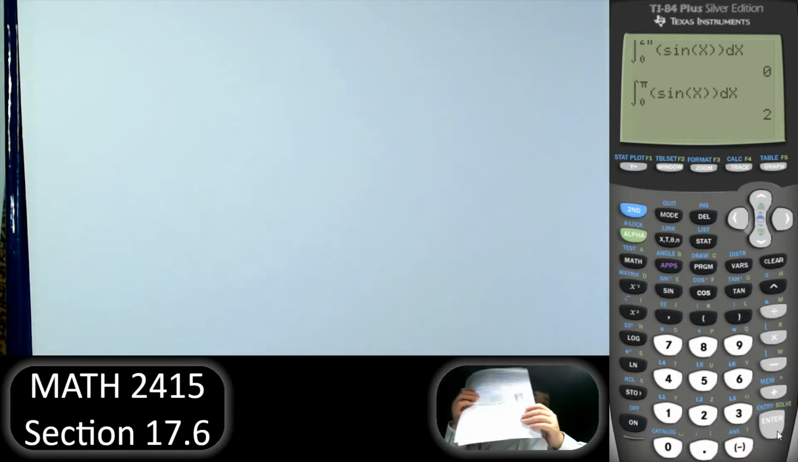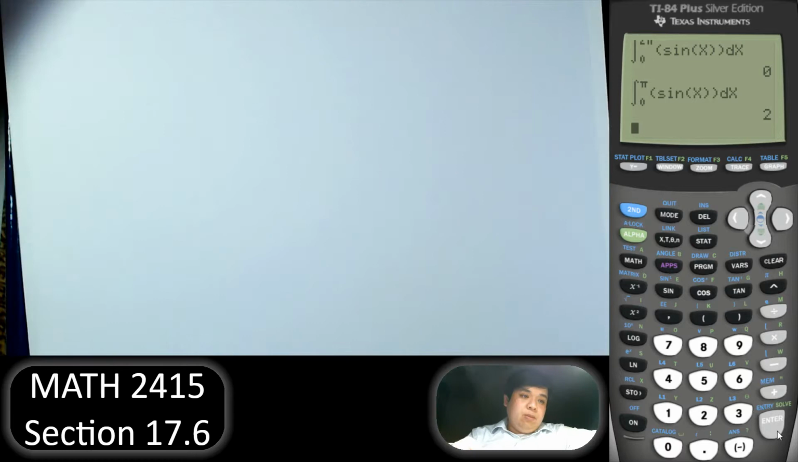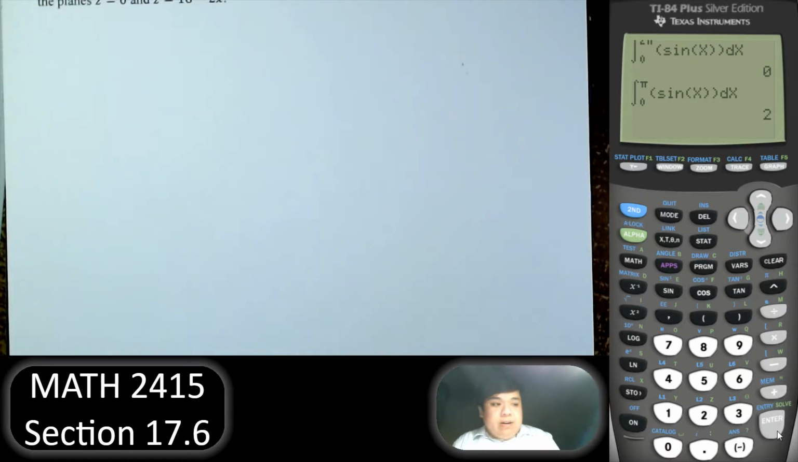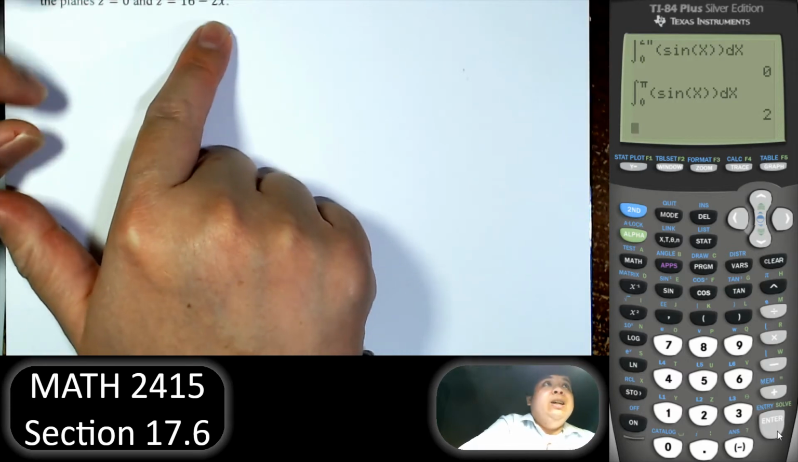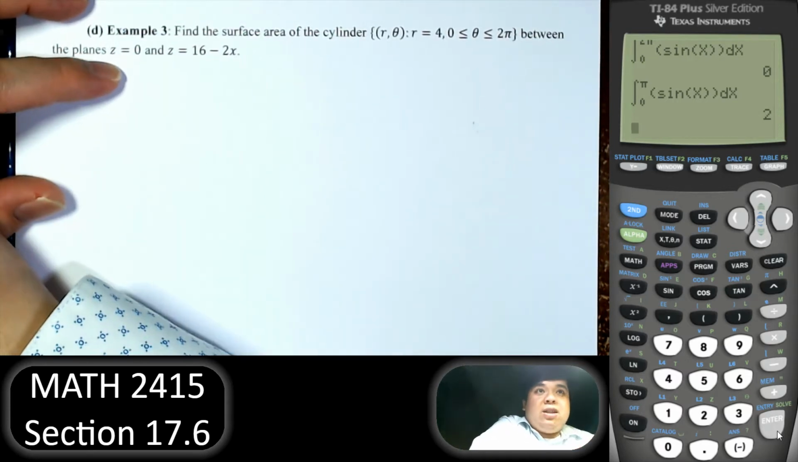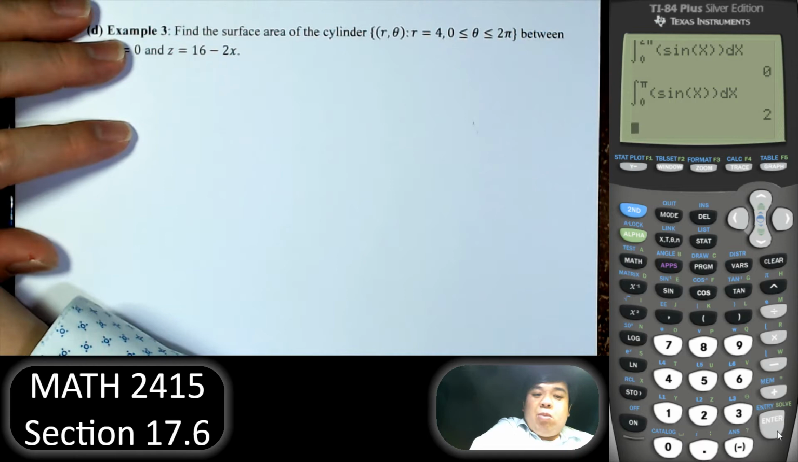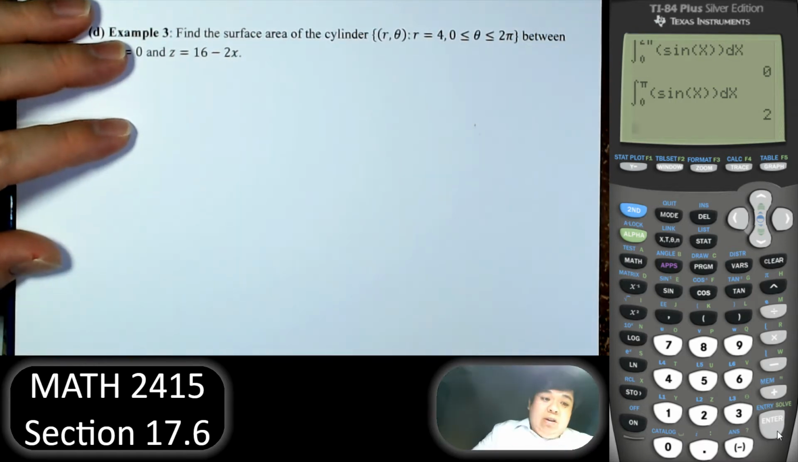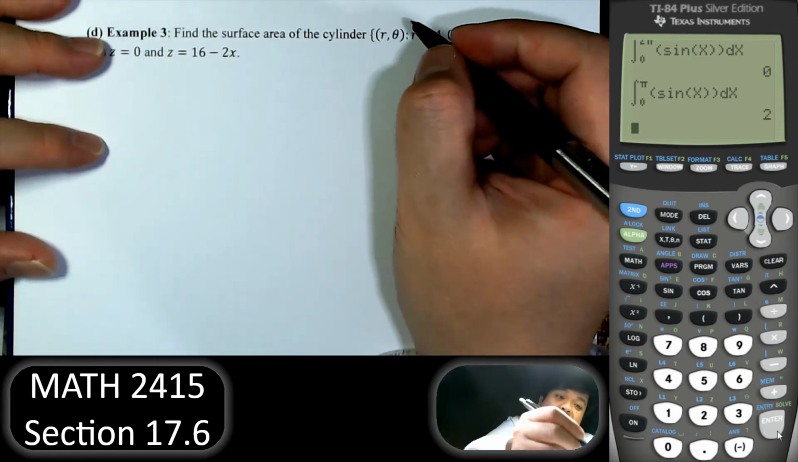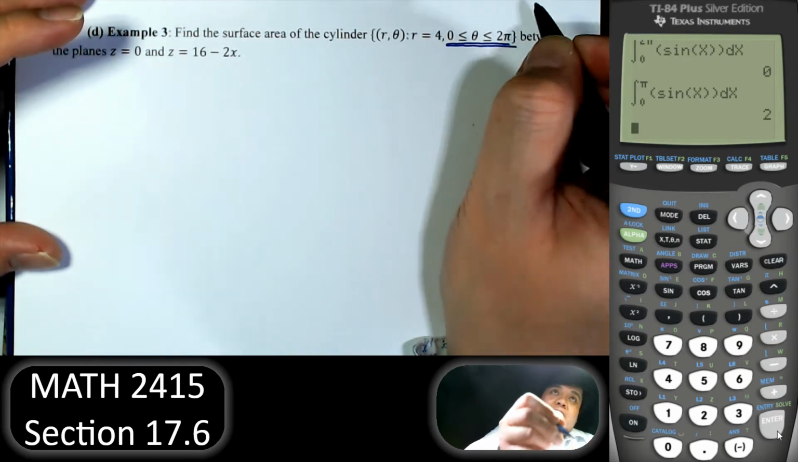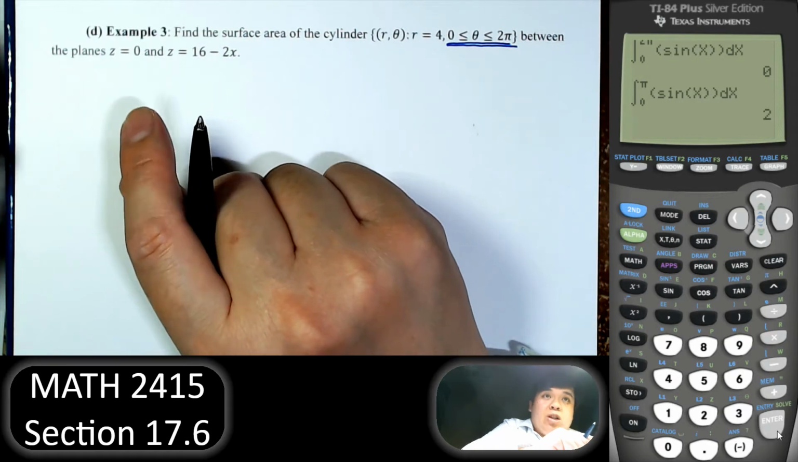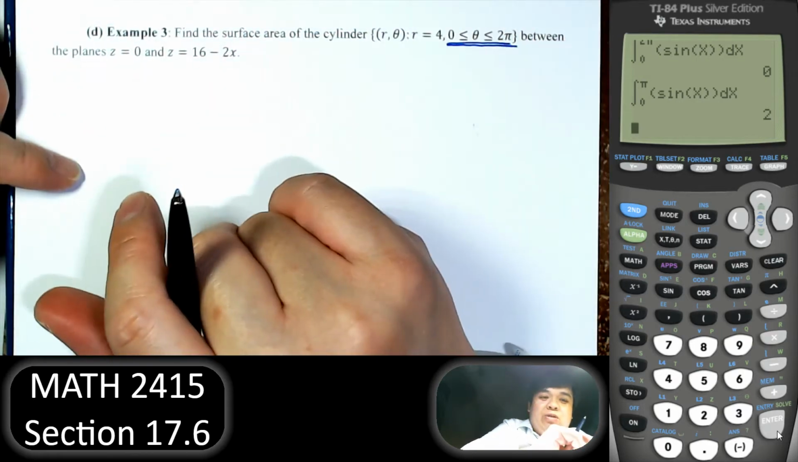Right, more examples. Find the surface area of the cylinder between z equal to 0 and z equal to 16 minus 2x. Now there's slightly a problem here. First, when we look at the problem, look for every clue we know. This is a clue here, meaning that one of the parameters had better be theta. Just need to define one more.